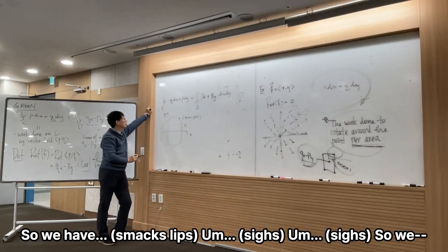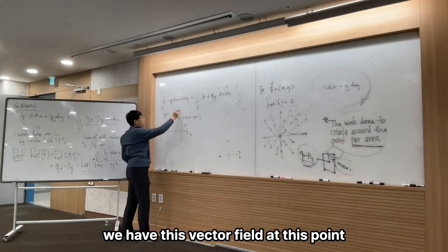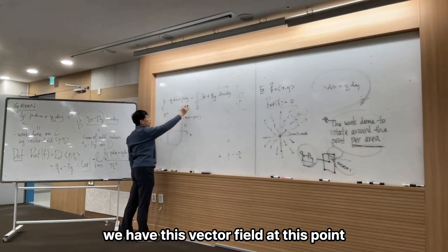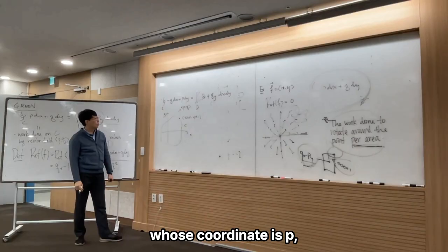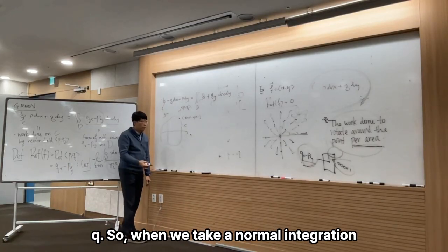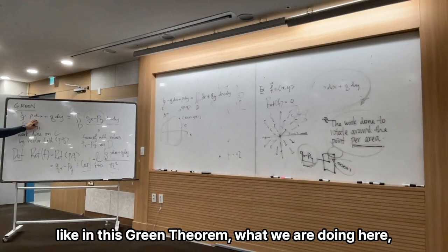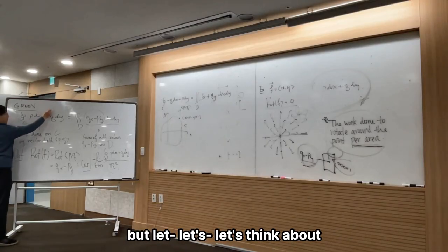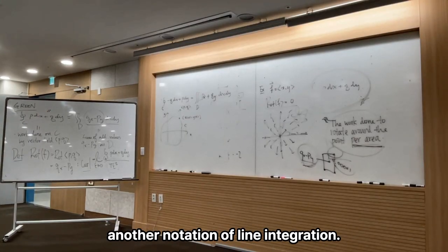Let me think this way. So we have this vector field at this point whose coordinate is (p, q). So when we take a normal integration, like in this Green's theorem, what we are doing here, but let's think about another notation of line integration.